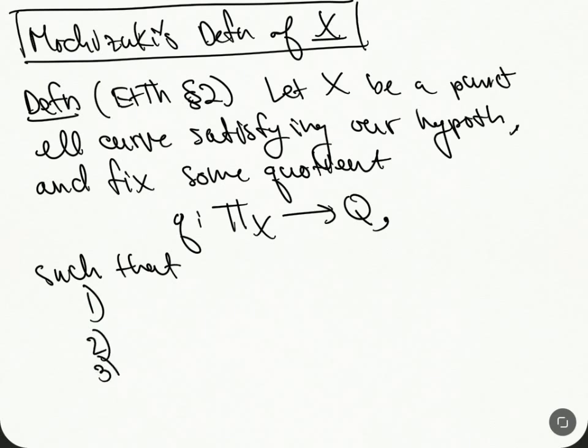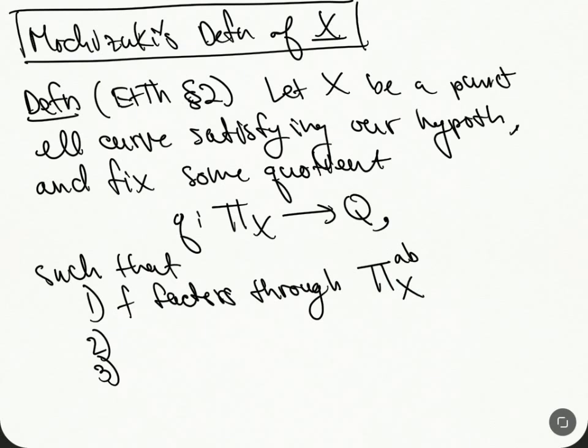First, Q factors through the abelianization of pi of X, mod L. I did these lemmas to show that these things made sense. So what does this thing actually mean? Actually, I need to call it L.